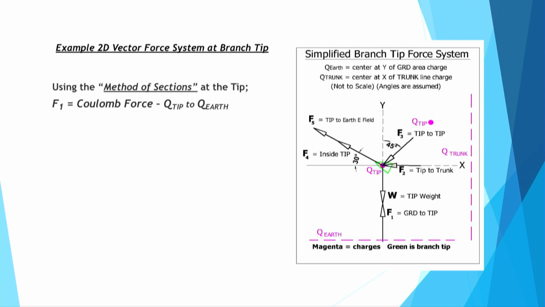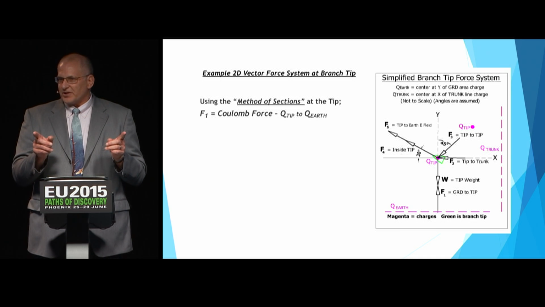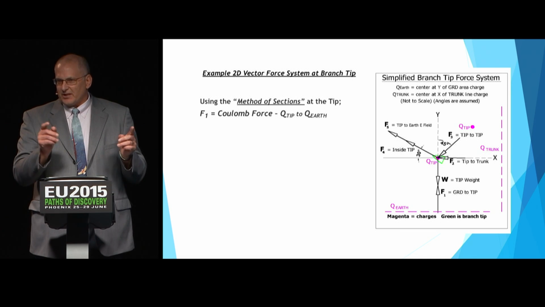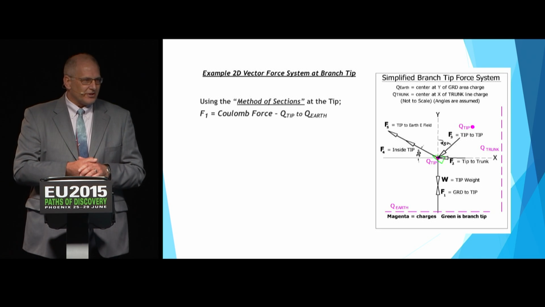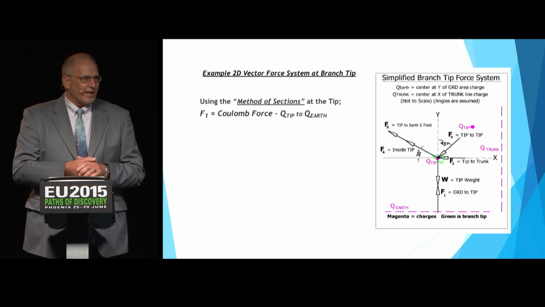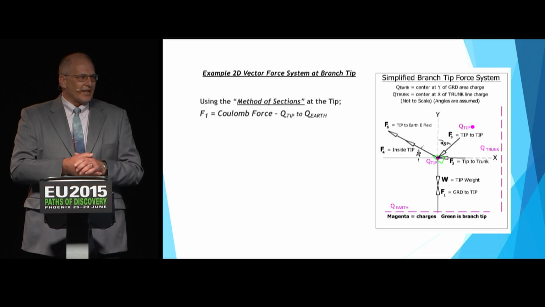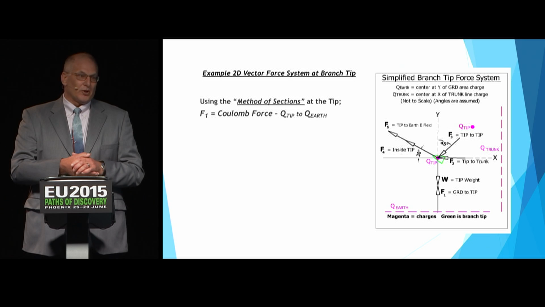F1 is the Coulomb force between the charge in the tip and the charge in the earth. Now the charge in the tip is what I had calculated from, remember, that 90 millivolts at the branch tip of the aspen tree and 2 megaohms of resistance. So that gave an amperage. And that's coulombs per second, and I multiplied it by 1 second, and I got coulombs. And since charge tends to accumulate at points or branch tips, I multiplied it by 10.